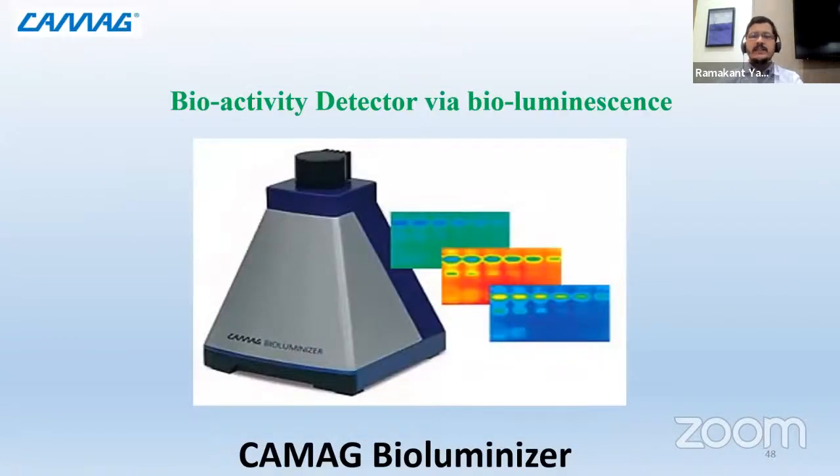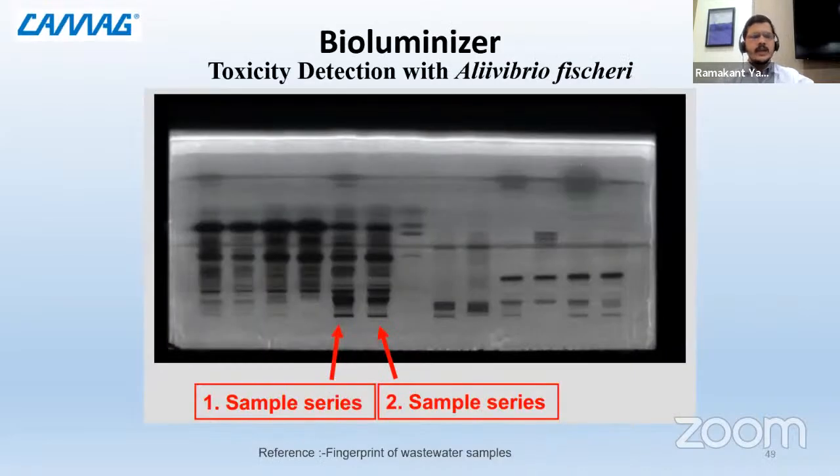Then the CAMAG Bioluminizer is useful to capture plate images which show very low luminescence on the plate. For that we are using Aliivibrio fischeri bacteria. After HPTLC separation, suppose we want to find out the bioactivity of a separated band, we can stain the plate with Aliivibrio fischeri bacteria. We can keep that plate under incubation in suitable agar media. And after incubation, we can capture the plate image under the Bioluminizer.